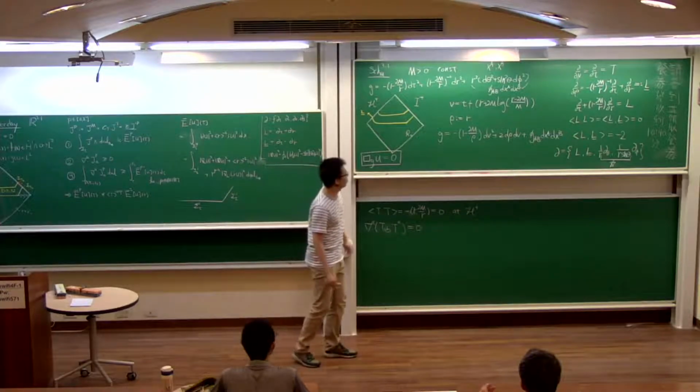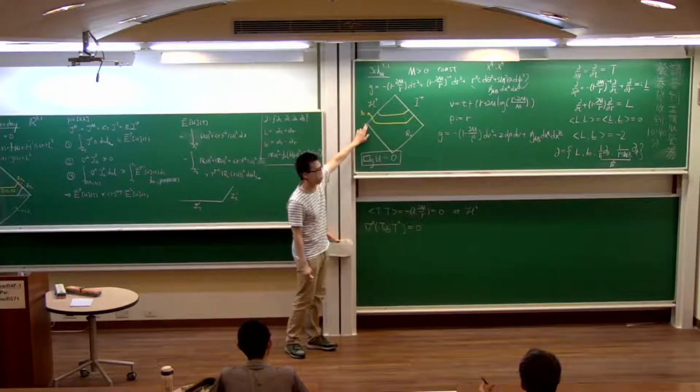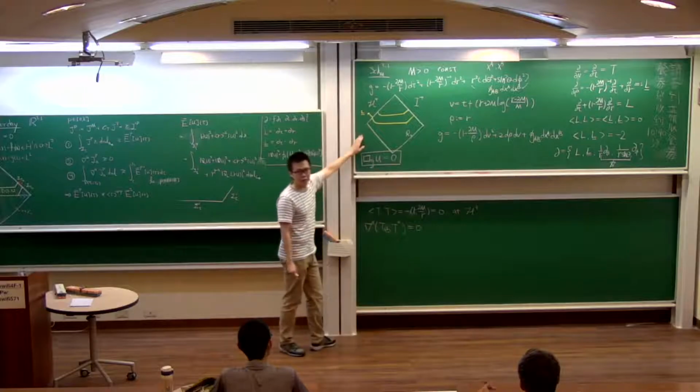Which one? T, the Killing vector field. Along the event horizon it is null, but at the bifurcation sphere it is a zero vector.